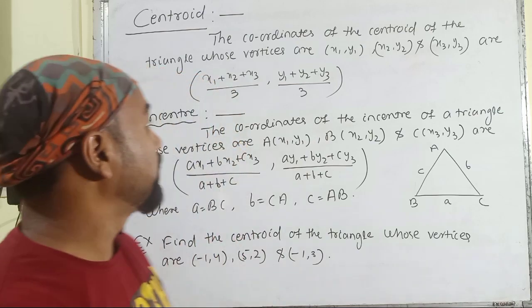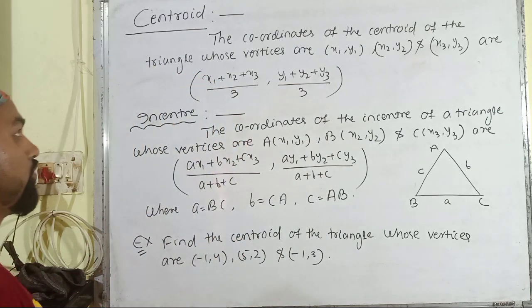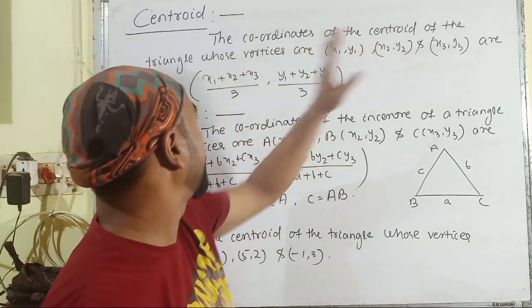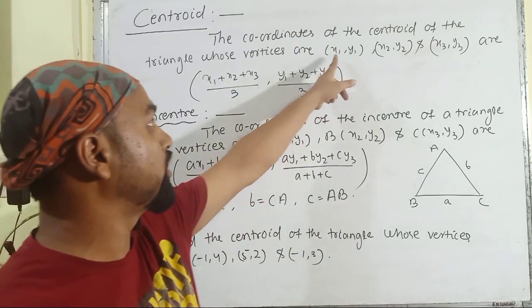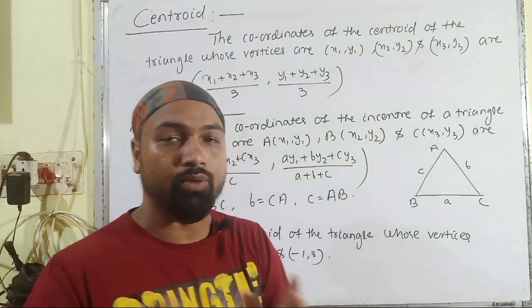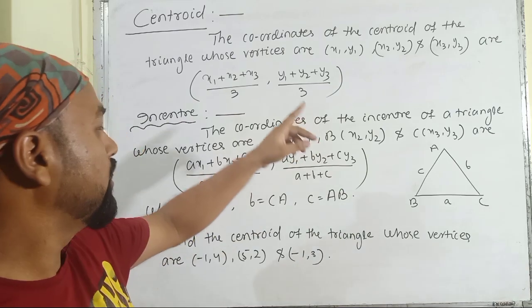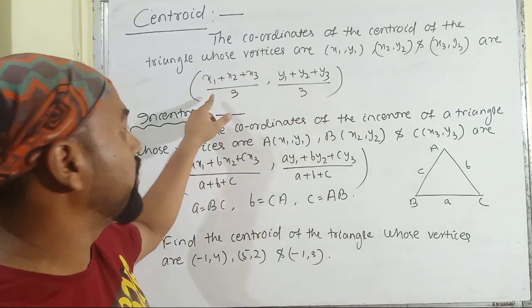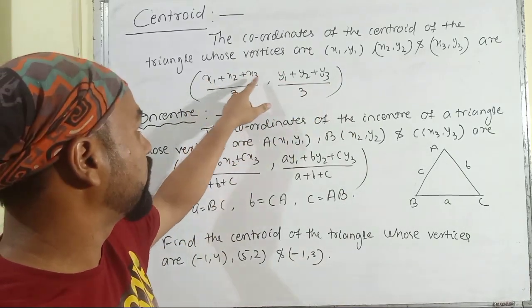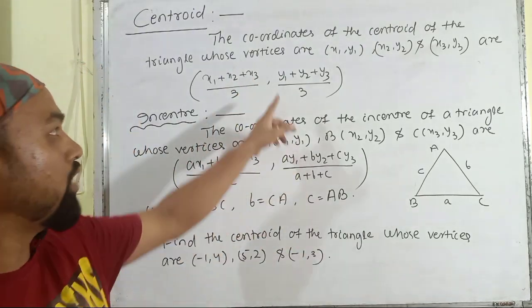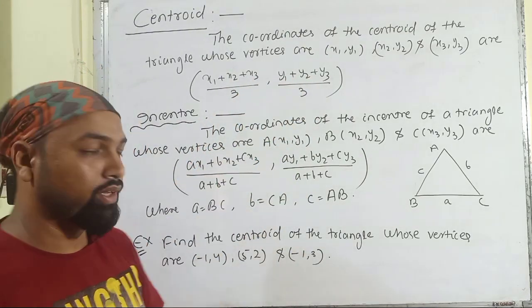Then let us discuss the centroid of the triangle and the incenter of a triangle. The coordinates of the centroid of the triangle, whose vertices are given by (x1, y1), (x2, y2), (x3, y3). Three vertices are given to you. Then the coordinate of the centroid is given by (x1 + x2 + x3) divided by 3 and (y1 + y2 + y3) divided by 3.